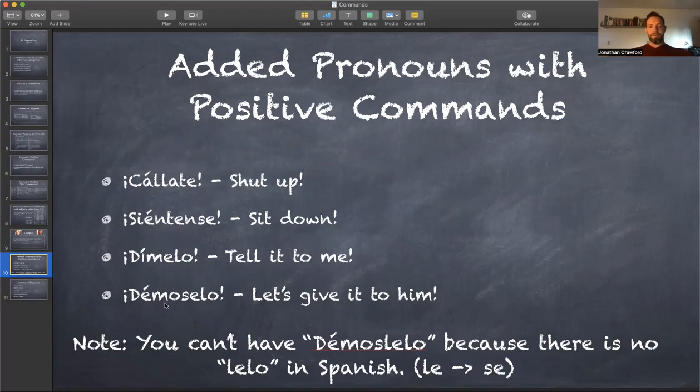And so dar is technically a transitive verb that requires an object, but this is being used in an intransitive statement because there's somebody who's receiving it indirectly. Demos le lo. Demos se lo. Demóselo. Muy bien.